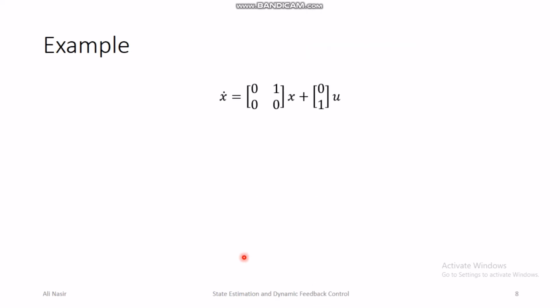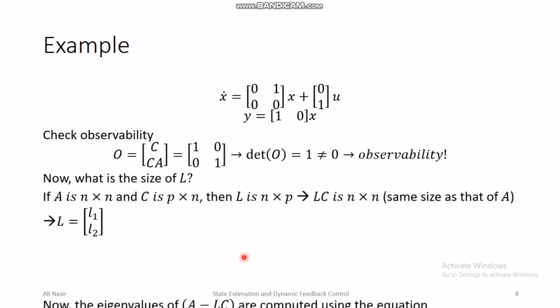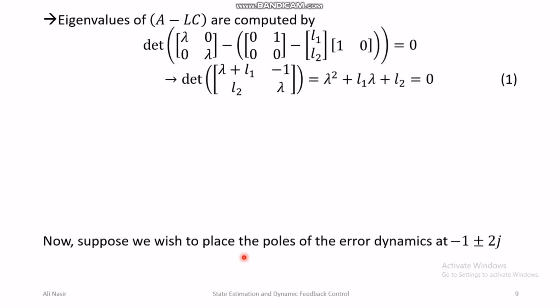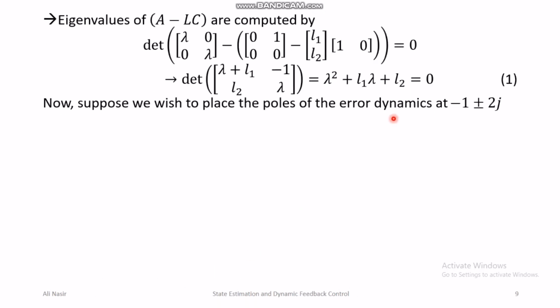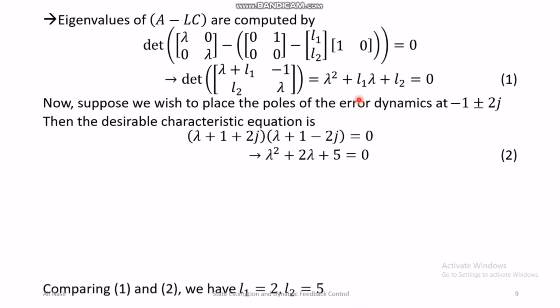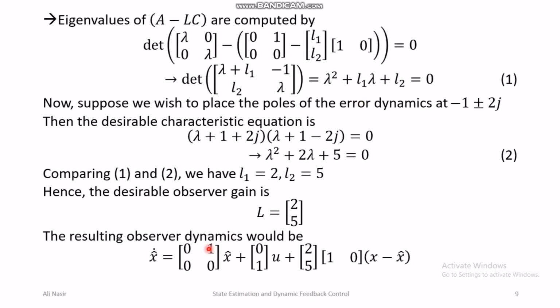So we looked at a second order example. First of all we checked the observability, and then we designed the observer for the system. The size of the observer gain is the same as the size of the transpose of the C matrix. And then we looked at the actual characteristic equation for error dynamics and then the desirable characteristic equation for error dynamics. Comparing the two equations, we get the gain of the observer, and then the resulting observer is something like this. Then we looked at another example.